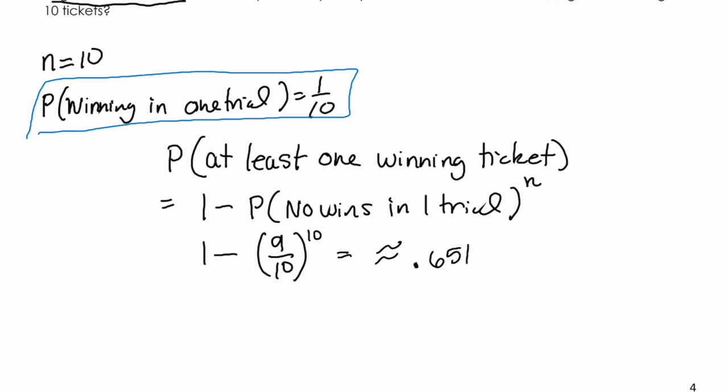So I have a probability of 0.651 to win at least one ticket in 10 tickets.